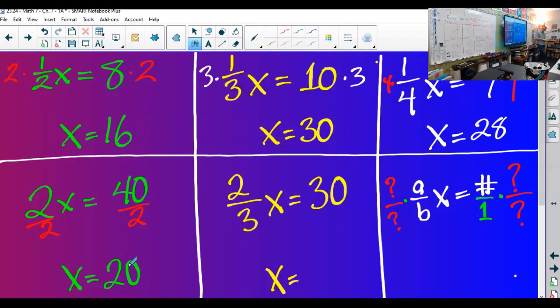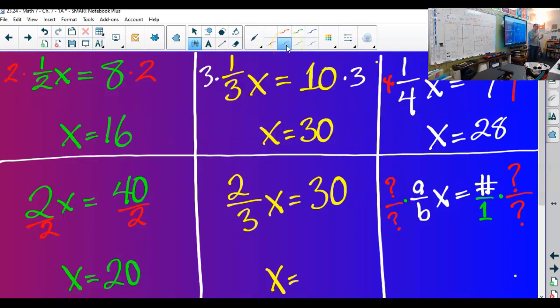Here's where it gets real, of like, we haven't seen this before, and it might be tricky. Jane, do you got any ideas of what to do with 2/3 x? So what did we do when it was just like a third x? We times it by 3.